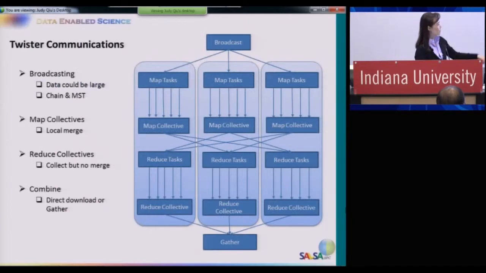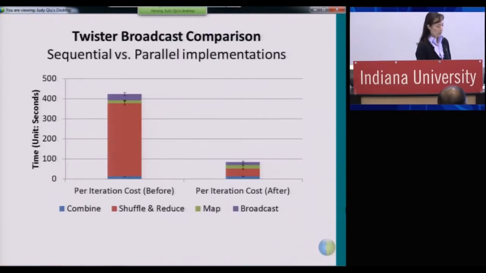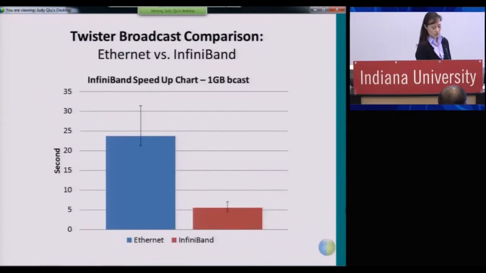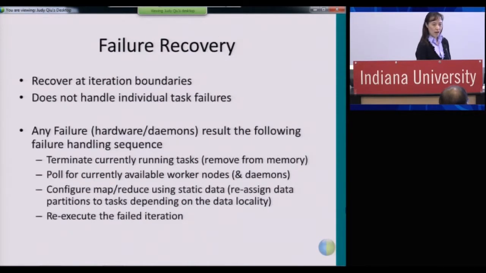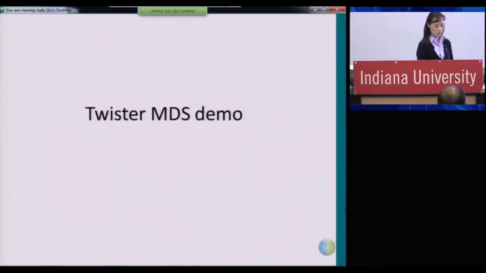This is one example to illustrate how we do that. If you do broadcast sequentially, it's very time consuming, so we highly parallelize all these intermediate communications. This illustrates how we need to optimize performance between each iteration based on the communication layer. Another thing is that we're looking into using InfiniBand to accelerate data transfer, which is actually a factor of 4 faster than normal Ethernet. Any MapReduce system will claim that it is fault tolerant, so that is a feature we must support.